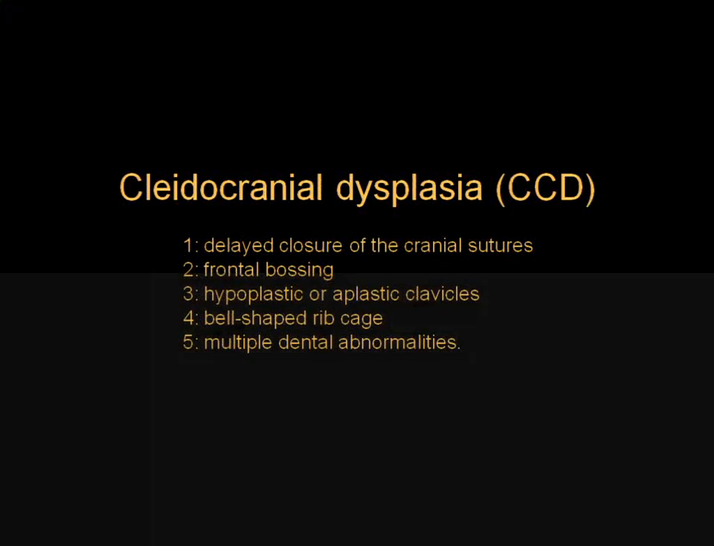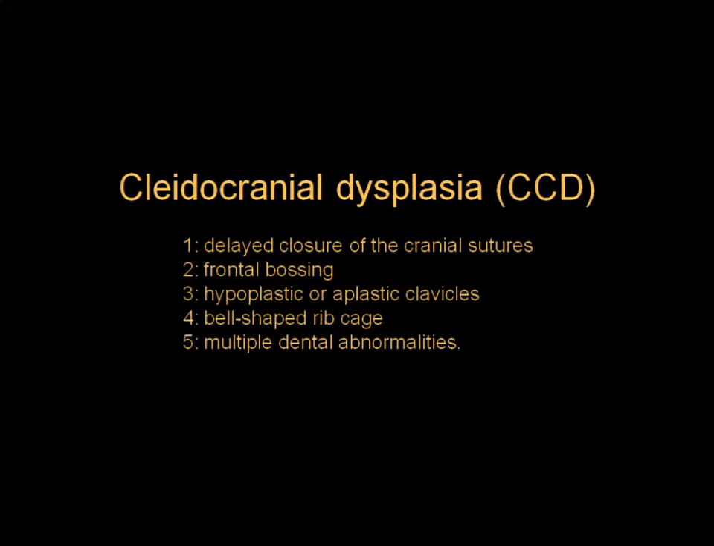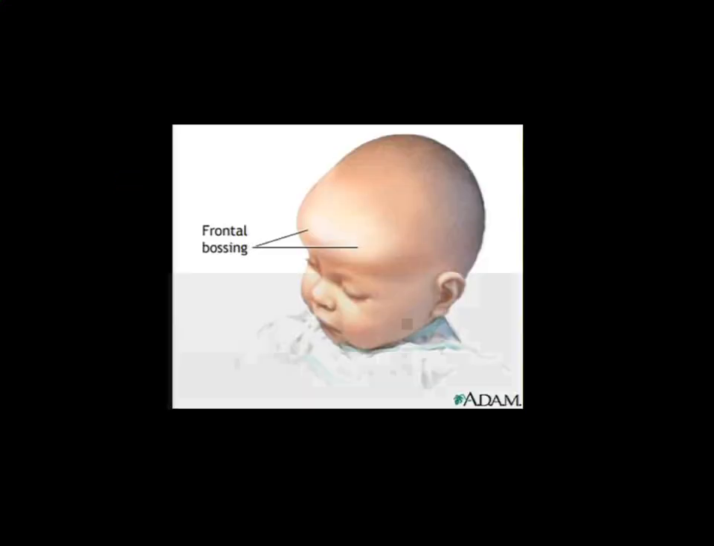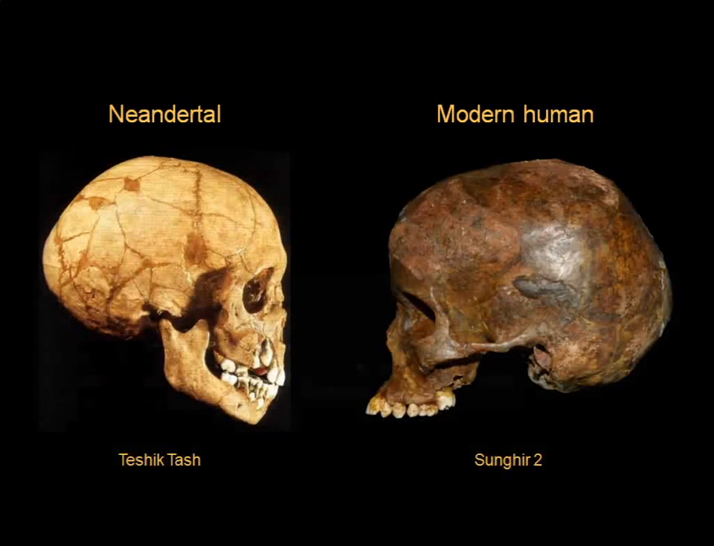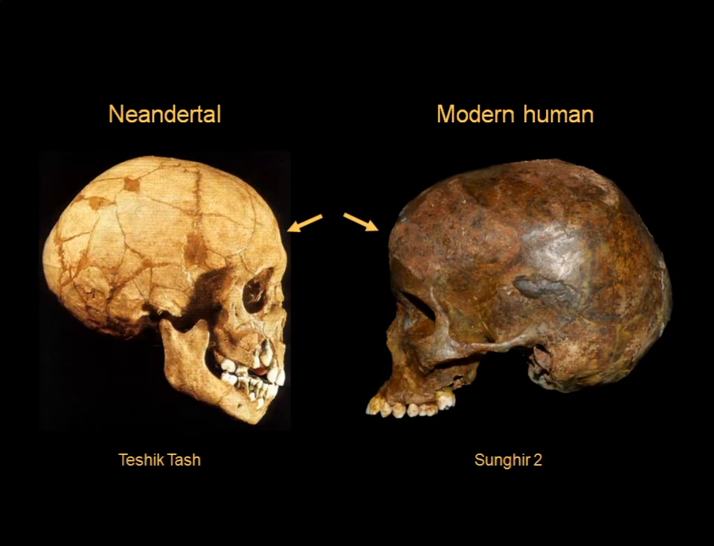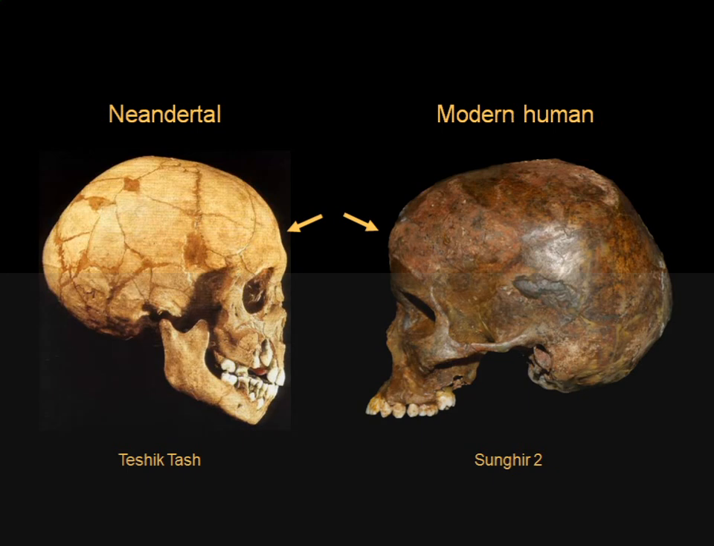The symptoms are here. I just want to point out 3 of them: something called frontal bossing, problems with the development of the clavicle, and a bell-shaped rib cage. So first, frontal bossing is these protruding frontal bones here. And of course, a more protruding frontal bone is a difference you see between modern humans and Neanderthals. The result is this sort of famous brow ridge here.